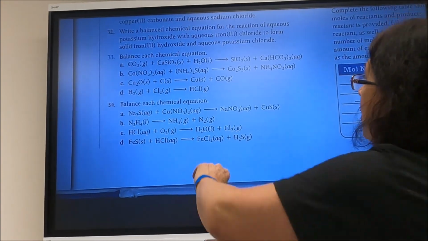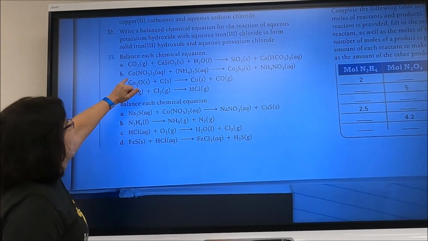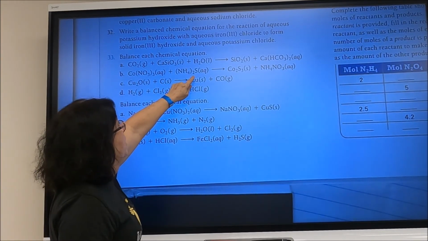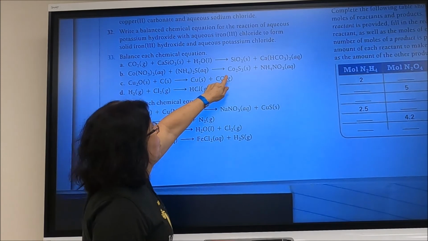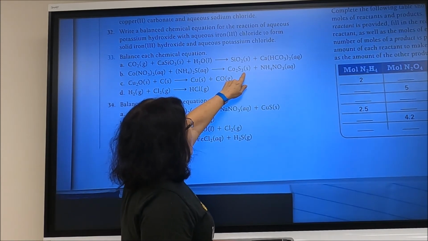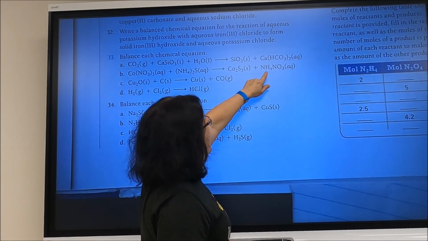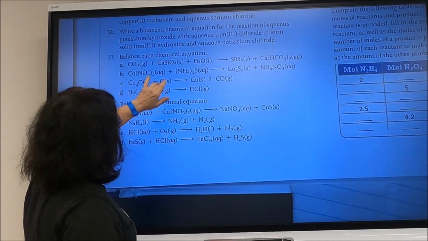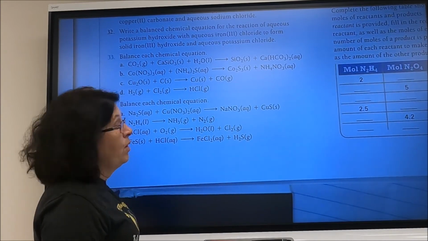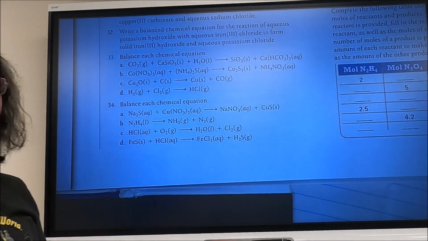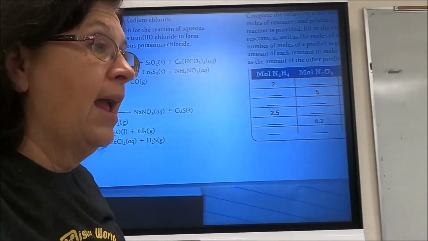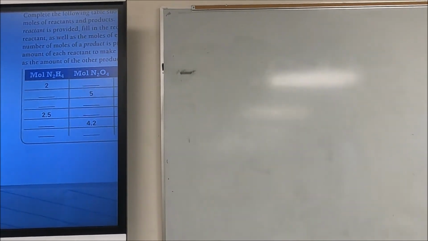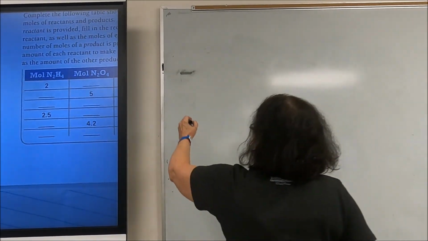Okay, guys? So notice in this one, I've got cobalt-3 nitrate, aqueous, and ammonium sulfide, aqueous, going to cobalt sulfide solid and ammonium nitrate aqueous. Notice that the nitrate ion appears on both sides and the ammonium ion appears on both sides. So since they appear on both sides, as the polyatomic ion, I'm going to balance it as the polyatomic ion.